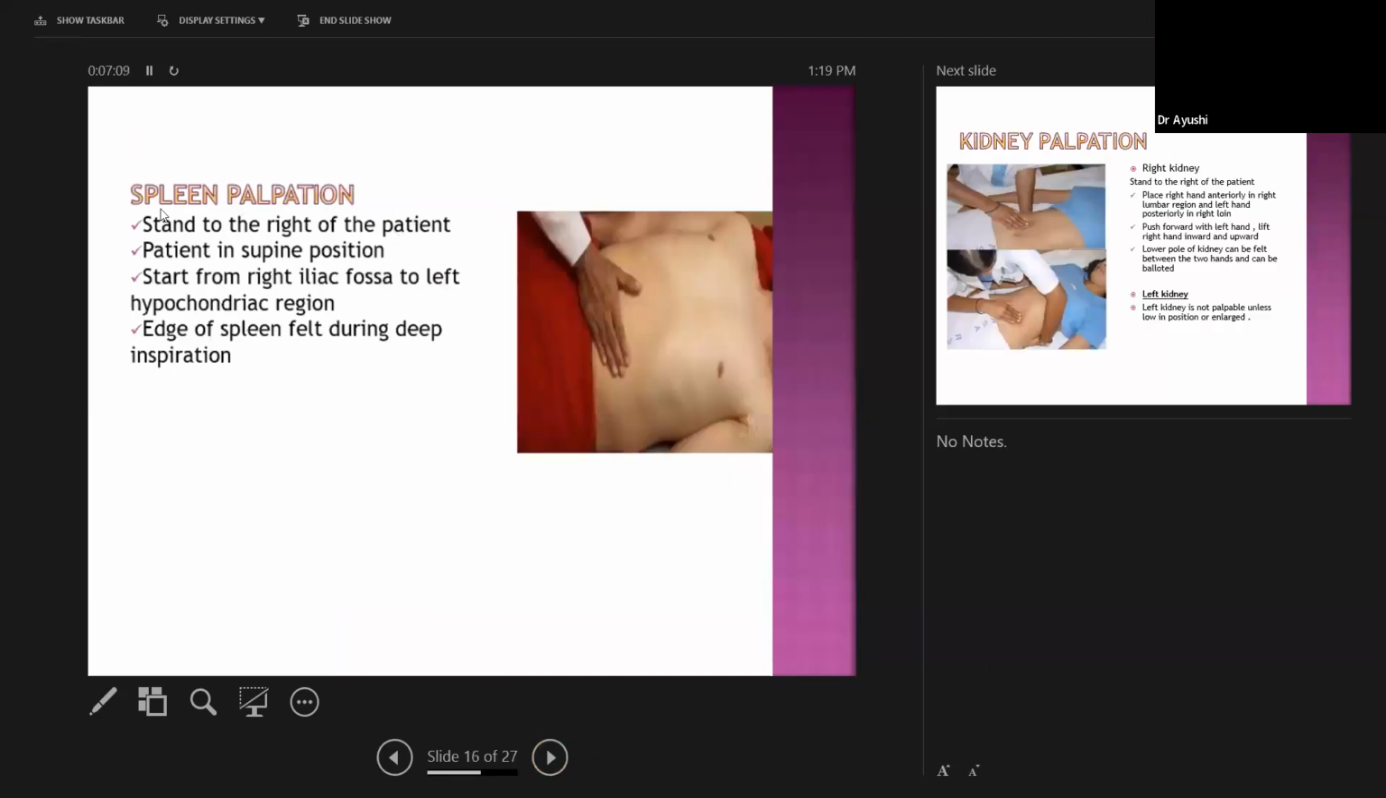Then spleen palpation. For spleen palpation, we also have to stand on the right of the patient. The patient should be in the supine position. We start from the right iliac fossa to the left hypochondriac region. The edge of the spleen can be felt during deep inspiration.